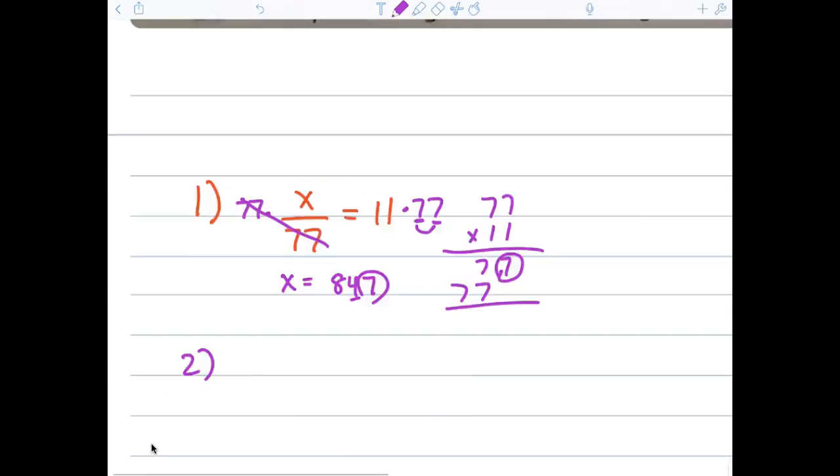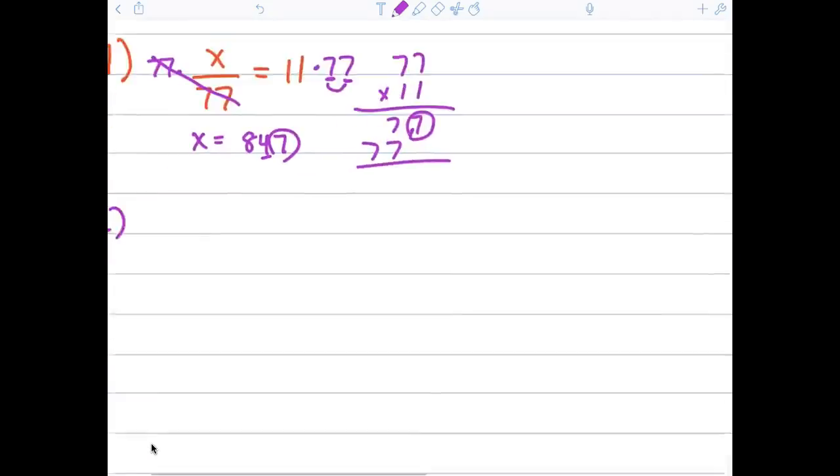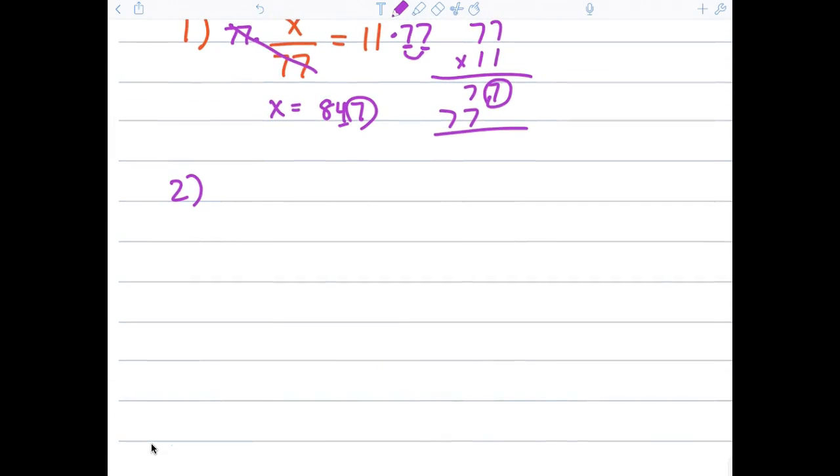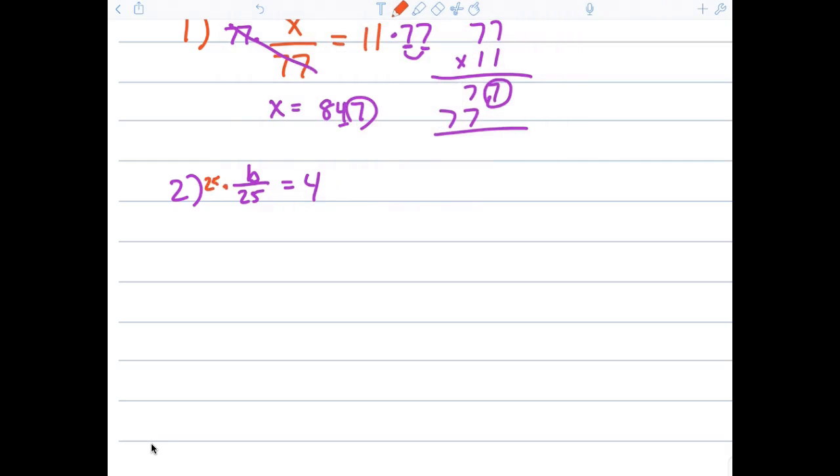All right, now we're going to go on to number 2. Number 2, it says b divided by 25 equals 4. Well, we don't do the division sign. We write them as a fraction. So b over 25 equals 4. Is everybody good with this? Jack, you understand that? All right, now how do I undo division again? So I'm going to multiply by 25. Multiply by 25. And I'm sure everybody in here can tell me what 4 quarters is. $1. So we would say B is equal to what? B is equal to 100.